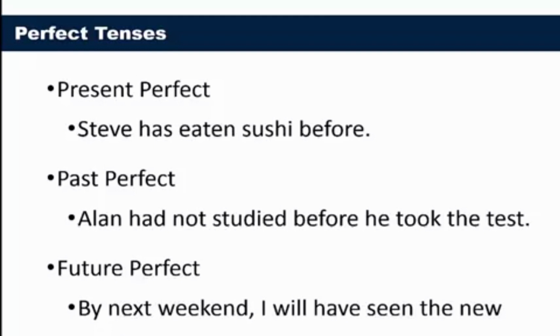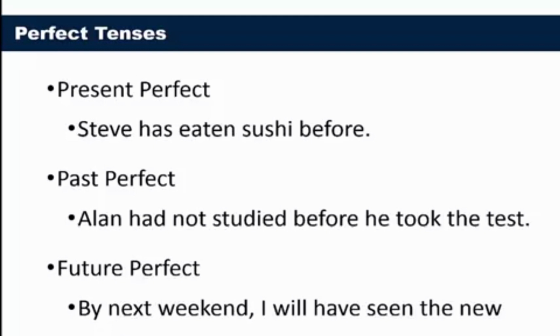Then we have future perfect. Future perfect refers to two actions in the future. Again, now is not important with future perfect. In this example, I will have seen the new movie 6 times by next weekend. The 2 points in time are seeing the movie and next weekend. So before next weekend, I will have seen the movie.